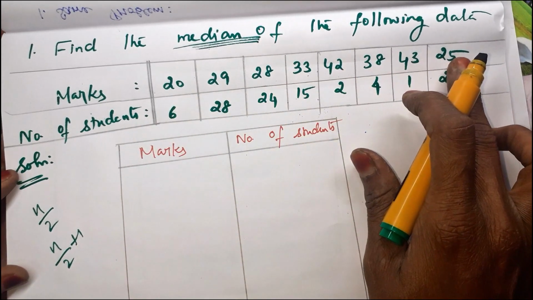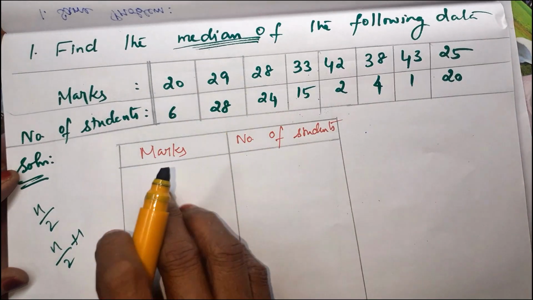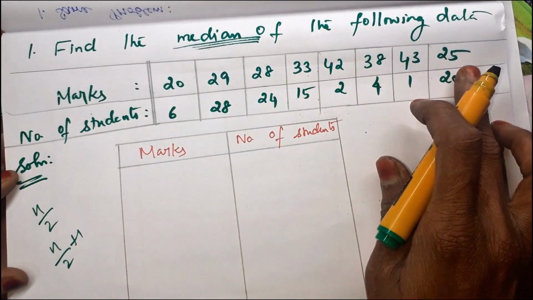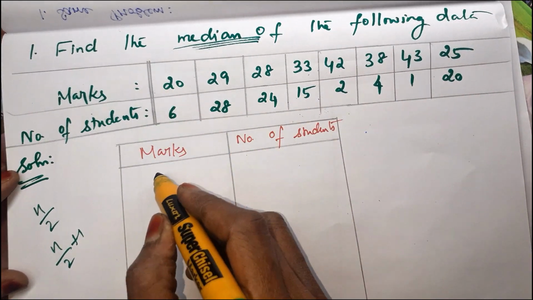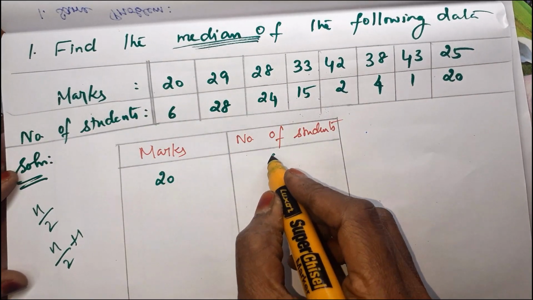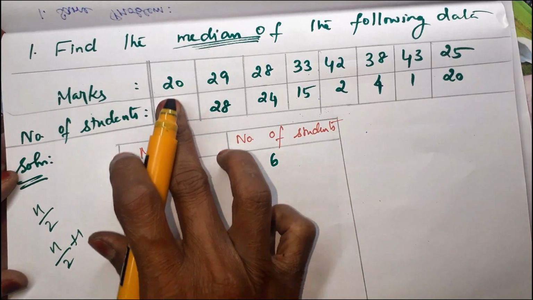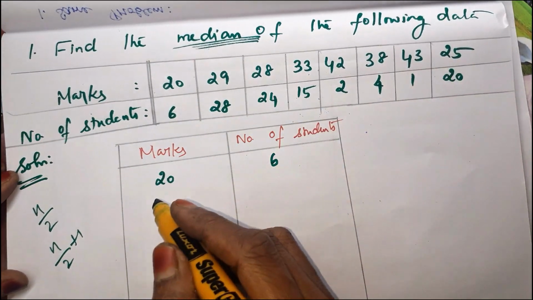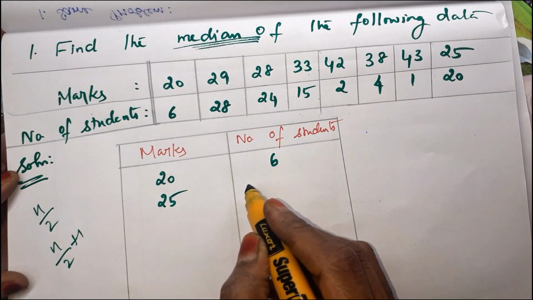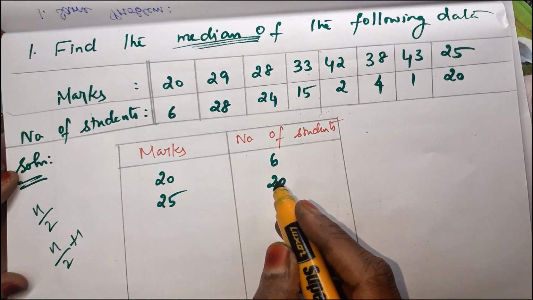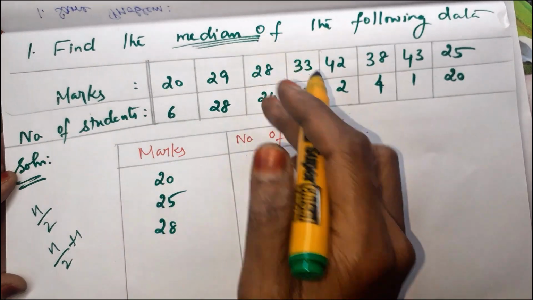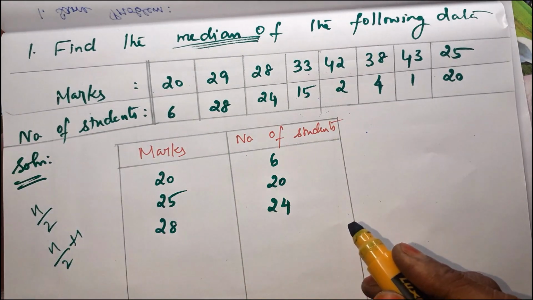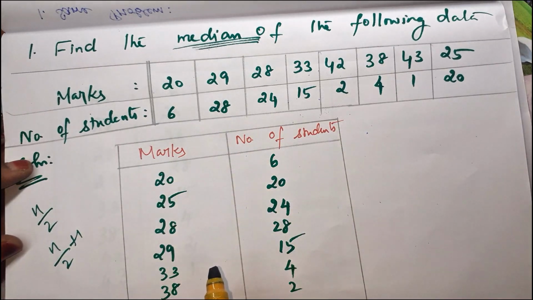We have to arrange these values in ascending order. Correspondingly, we have to write the frequencies given. The least value is 20, so we start with 20. For that the corresponding number of students are 6. So for 20 it is 6. What is the next value? 25. For 25 the frequency given is 20. What is the next value? 28. For 28 the frequency is 24. So like that we have to arrange the given data in ascending order.